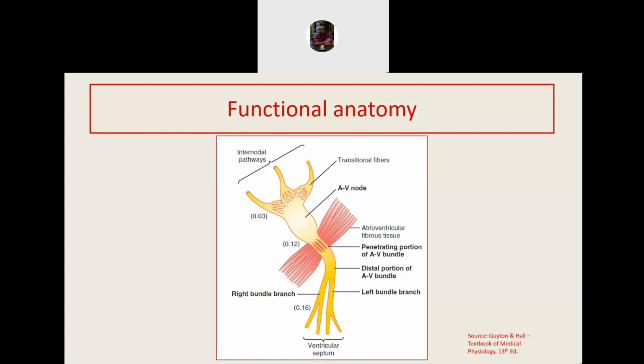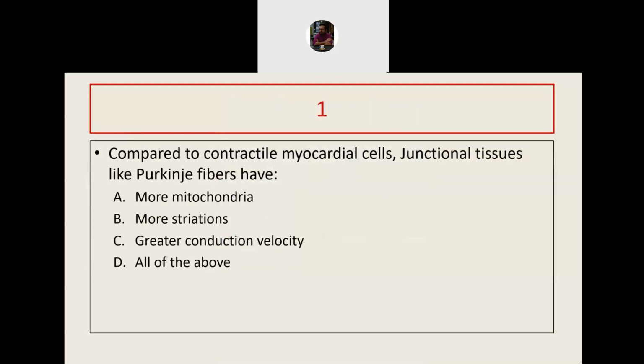So let us try the questions that we started with and see if we can answer them correctly now. We start with question number 1 again. Compared to contractile myocardial cell, junctional tissues like Purkinje fibers have. What is the right answer now? Wonderful. So undoubtedly the answer is C, greater conduction velocity. Option A and B are wrong.